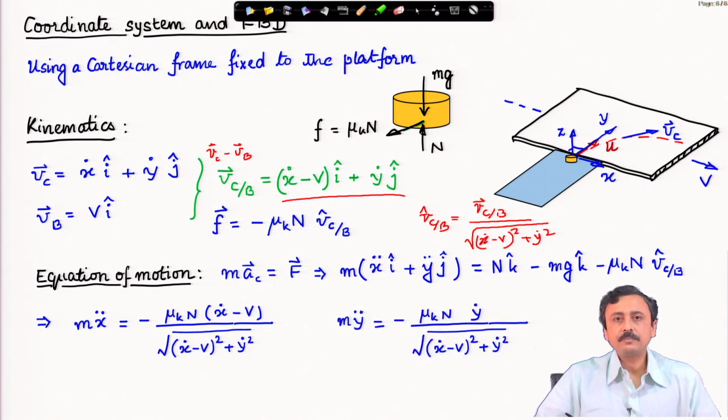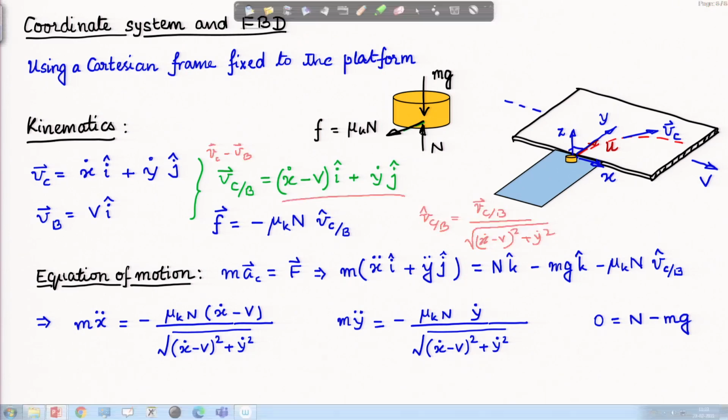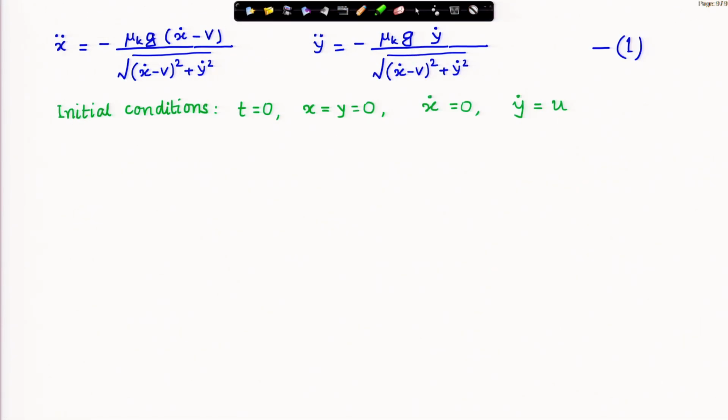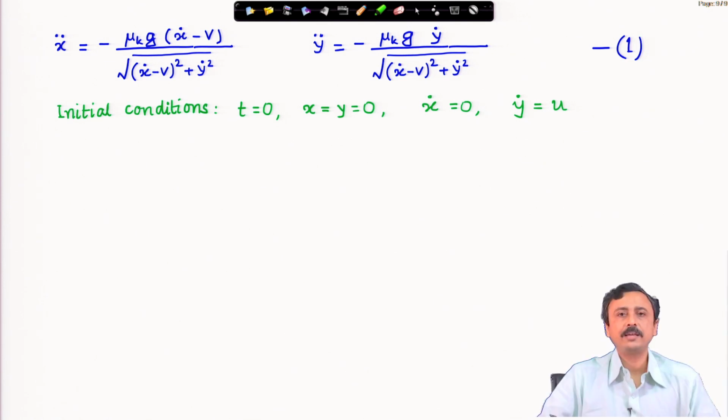Similarly, you can find out the j cap equation, and the k cap equation is nothing but balance of force, because there is no acceleration in the vertical direction. What it tells us is the normal reaction is nothing but the weight of the block. Okay. So, we proceed with these equations of motion. So, x and y, these are the two directions in which we have to solve.